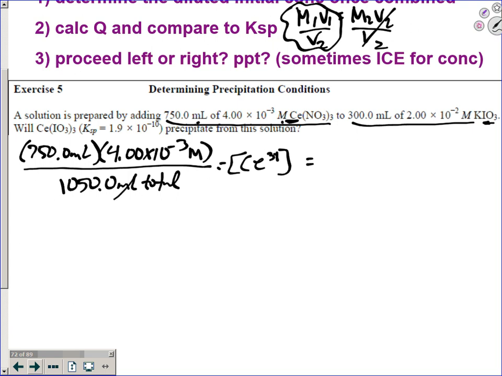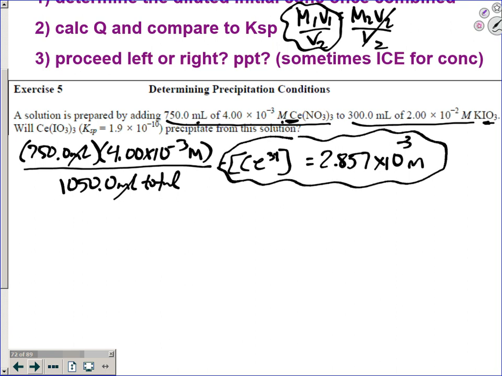Remember, the milliliters cancel each other out, so we're still stuck in molarity. 857 times 10 to the negative third molar. Okay, so this is one piece of the puzzle we need. That's the new initial concentration. So do the same thing.